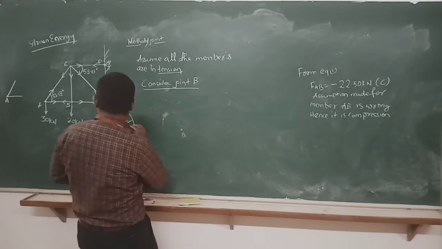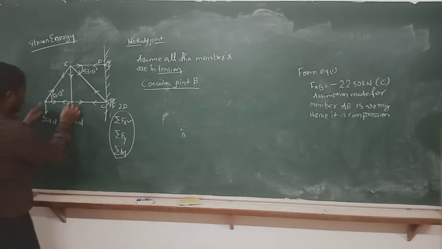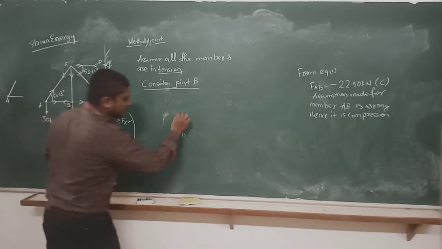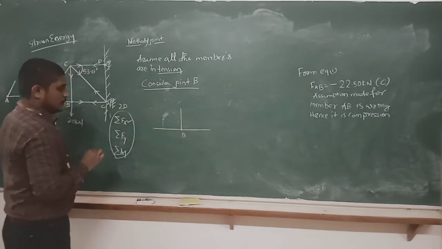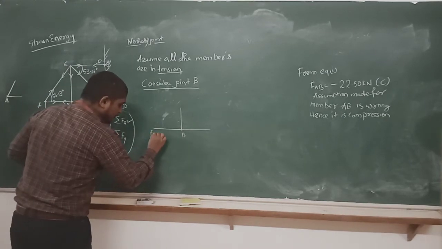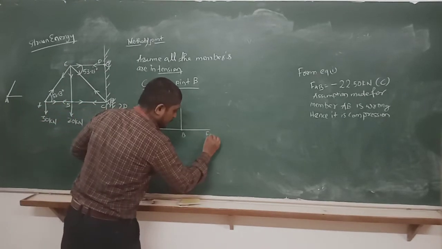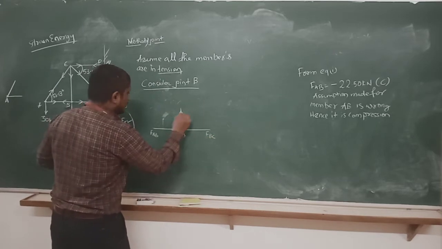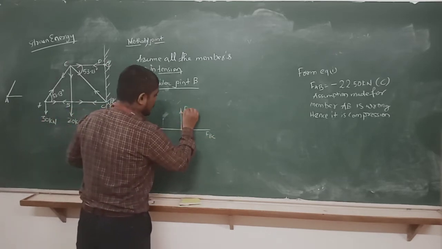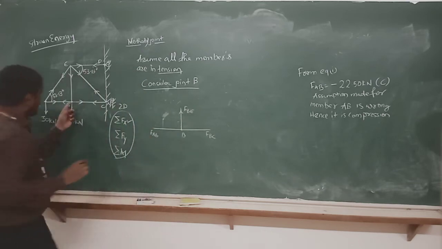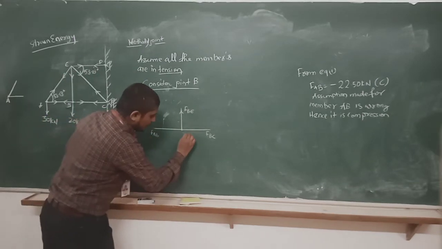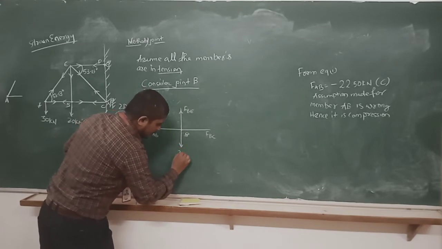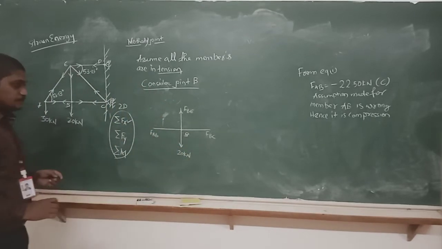Here is the point B. Now see, B is connected with AB, B is connected with BC, B is connected with BE. So three lines I will draw here. 1, 2, 3. This is FAB, this is FBC, this is FBE. Also one more force which is acting at point B is 20 kN. So here you can easily write this is 20 kN load acting.